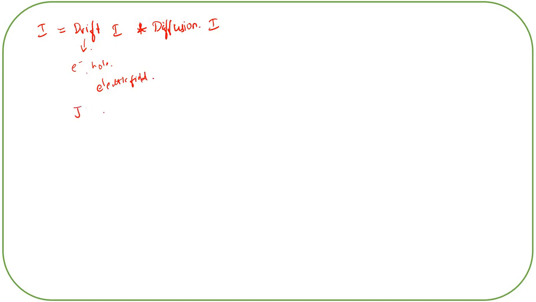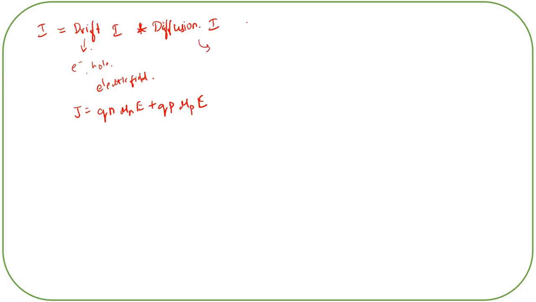This can be written as J equals q n mu n E plus q p mu p E, where J is the drift current, q is the charge of the electron and hole, n and p are the number of electrons and holes, mu n and mu p are the mobility of electrons and holes, and E is the applied electric field.